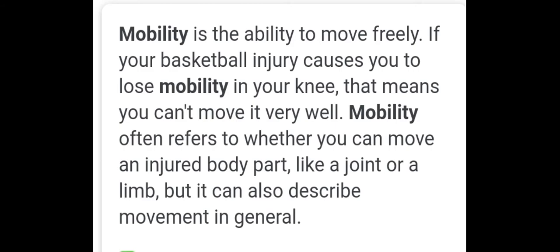If your basketball injury causes you to lose mobility in your knee, when your knee is injured, you can't move easily because you feel pain. That means you can't move it very well. Mobility often refers to whether you can move an injured body part like a joint or limb, but it can also describe movement in general. Usually it is movement. So gases have mobility, they move freely.